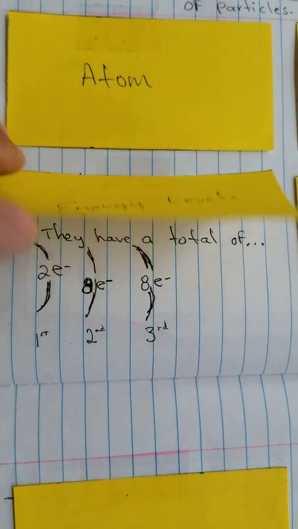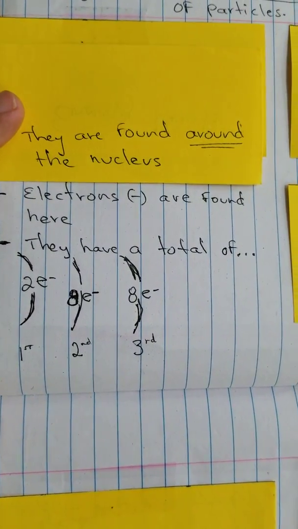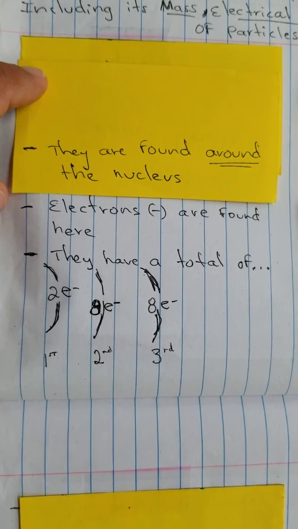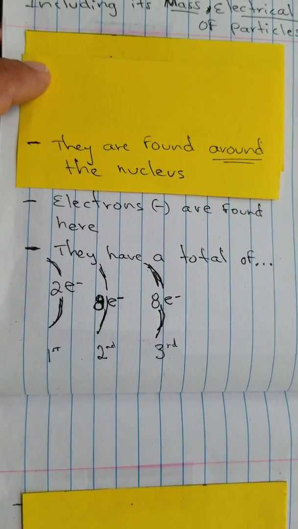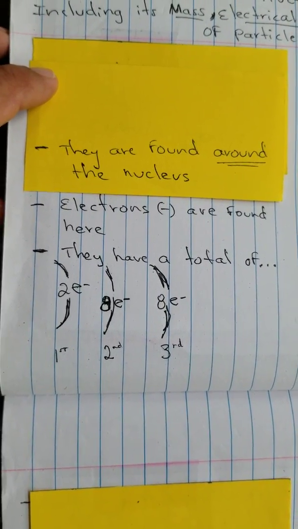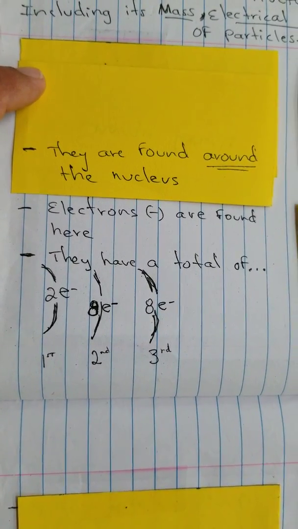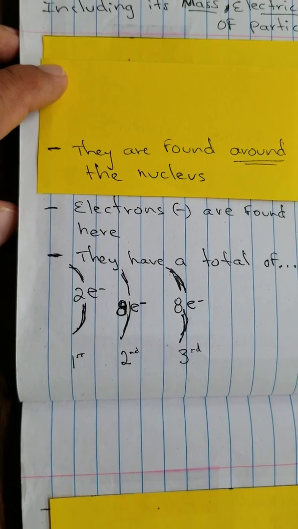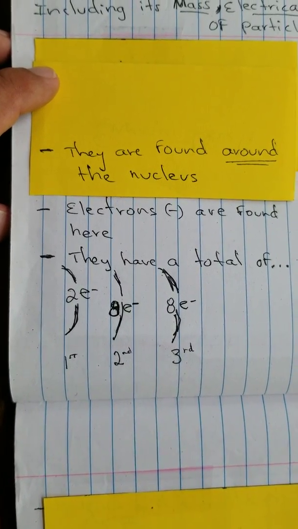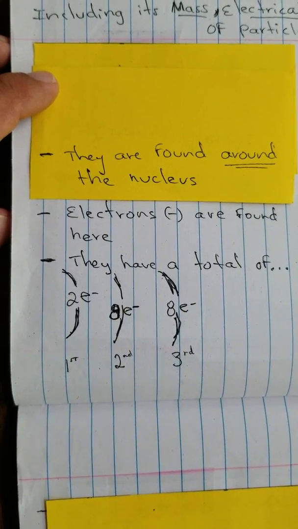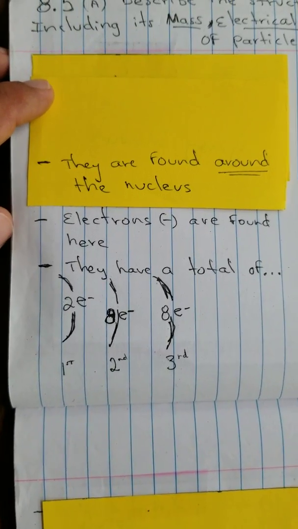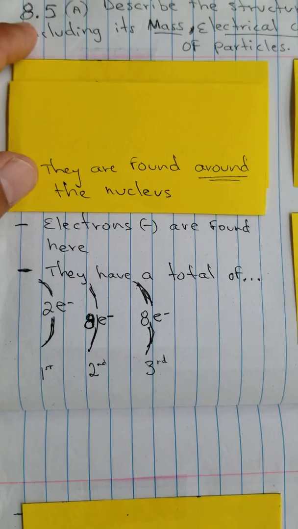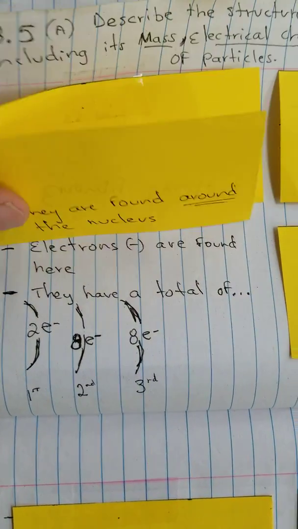These are energy levels, and the energy levels are used with the Bohr model. They are found around the nucleus. Electrons are found here. And as you can see, we have a total of 3 energy levels. The first energy level can have 1 or 2 electrons. The second energy level can have 1, 2, 3, all the way to 8. And likewise for the third energy level. Okay, remember we use this in the Bohr model.